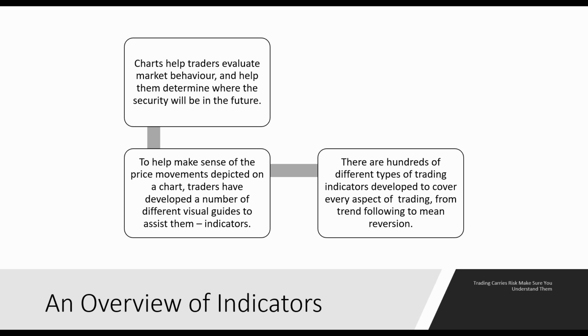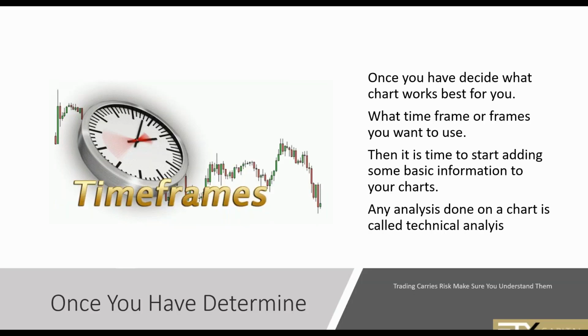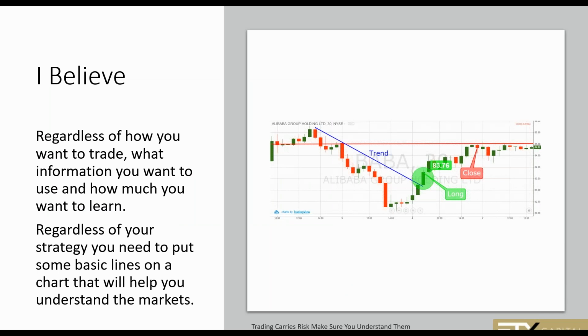Indicators. Now, there are hundreds of different types of trading indicators developed to cover every aspect of trading from trend following to mean reversion. And that's a whole different ball of wax out there. Okay. Once you learn to use charts, you can decide what indicators and what oscillators you might want to add. But these become part of your trading system. So once you've decided what charts work best for you and what time frames you want to use, then start adding some basic information to your charts. Now remember, any analysis done on a chart is considered technical analysis.